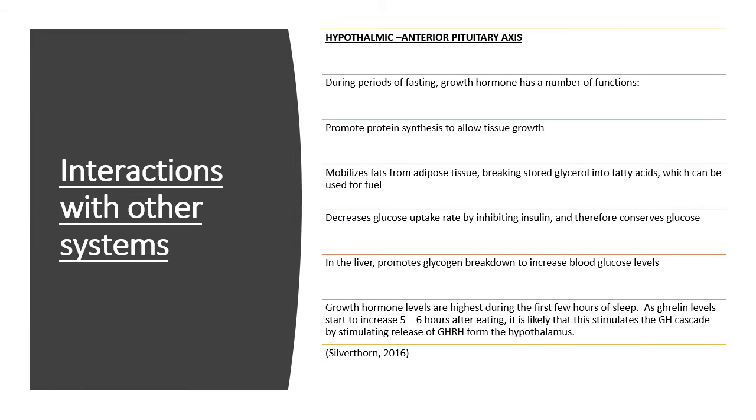Growth hormone levels are the highest after the first few hours of sleep. As ghrelin levels start to increase 5 to 6 hours after eating, it is likely that this stimulates the growth hormone cascade by stimulating the release of growth hormone releasing hormone from the hypothalamus.